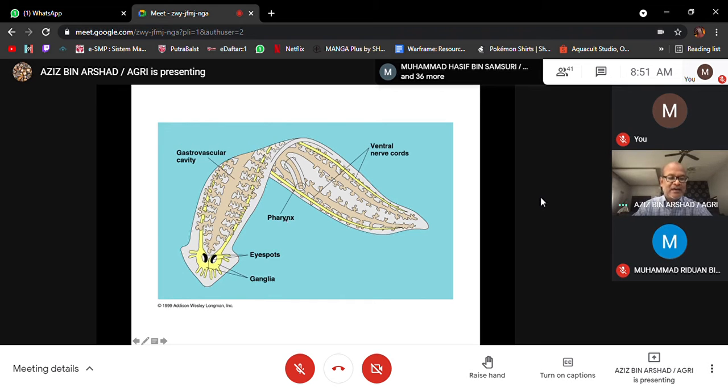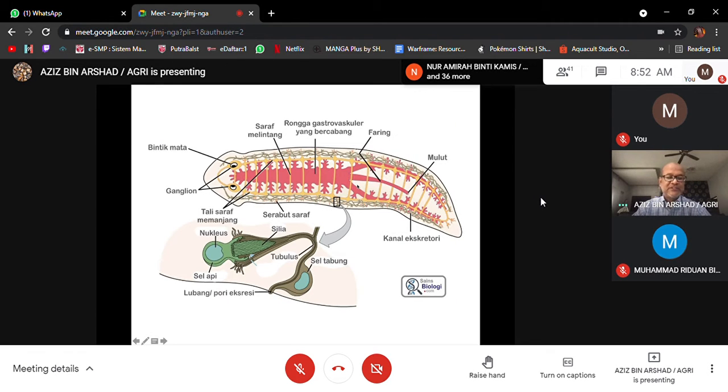So here, we look at planaria with the inside organ. It has the gastrovascular cavity but reduced, has the pharynx here, the eye spot, and the brain, and they have nerve cords all over the body. This again is the picture of it yang ada dalam bahasa Malaysia di sini. Again you can see the animal has undergone quite a tremendous development in terms of a multicellular animal.